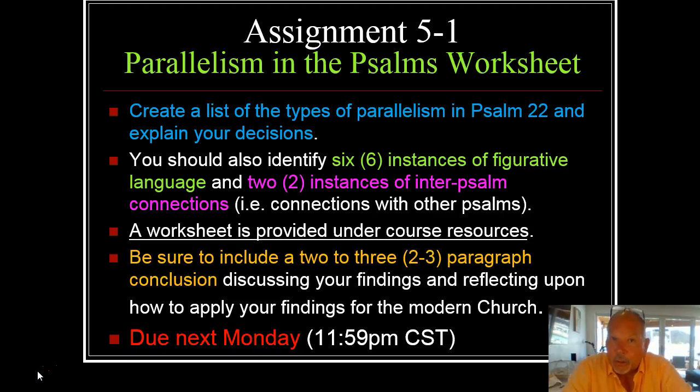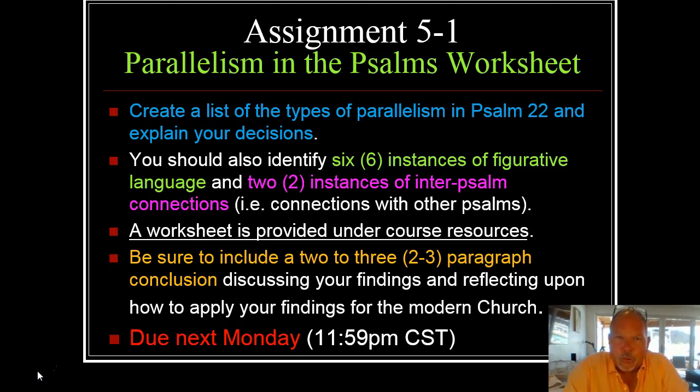They did have meter, so it was kind of like a song. We're not going to review that. But they also had different types of poetry. And so I want you to learn parallelism and what that means in poetry, and then classifications. So I want you to create a list of types of parallelism in Psalm 22 and explain your decisions.